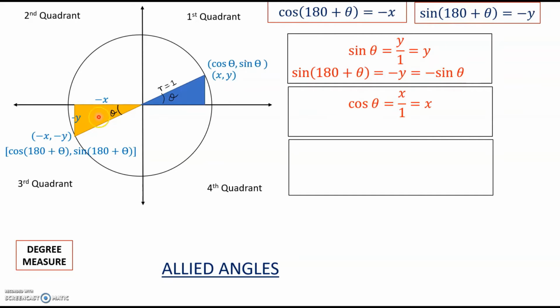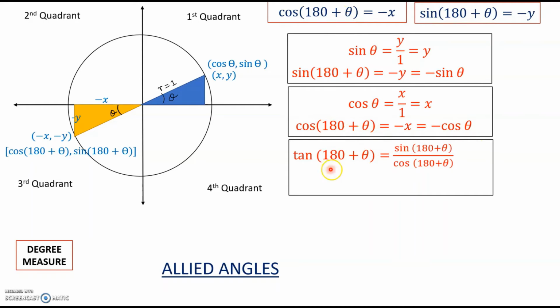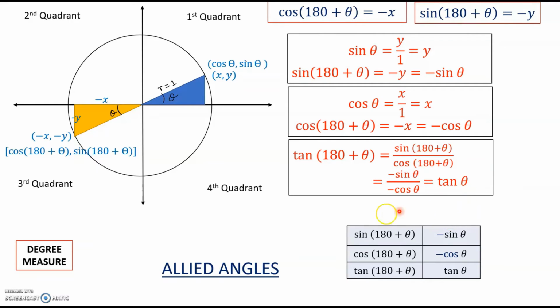Similarly, cos theta for this triangle would be x. Extending this result onto this, you get cos(180 plus theta) is equal to minus cos theta. Further, extending the result to tan(180 plus theta), you will get tan theta. And that's our summarized table for 180 plus theta.